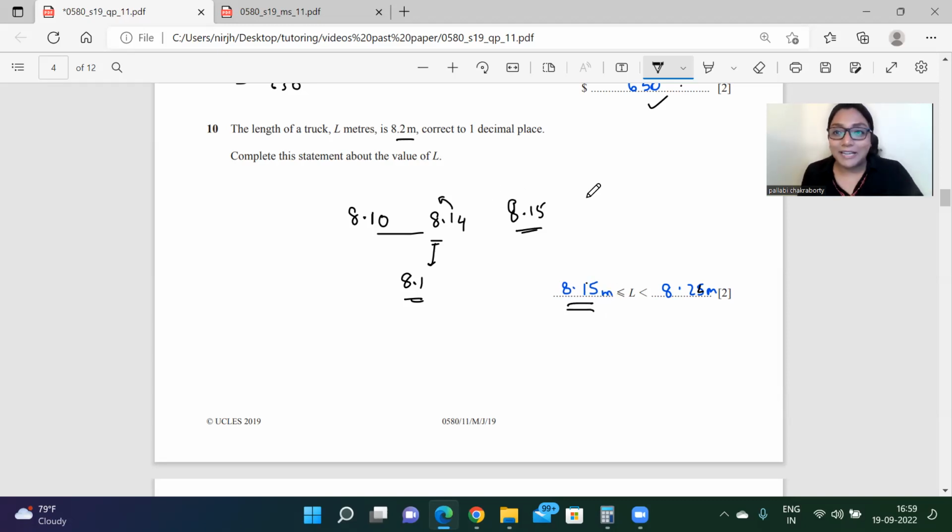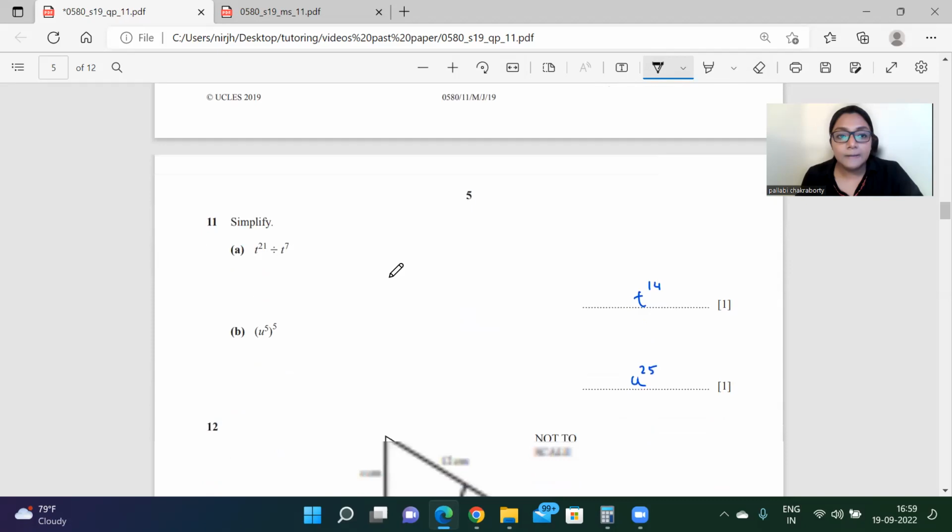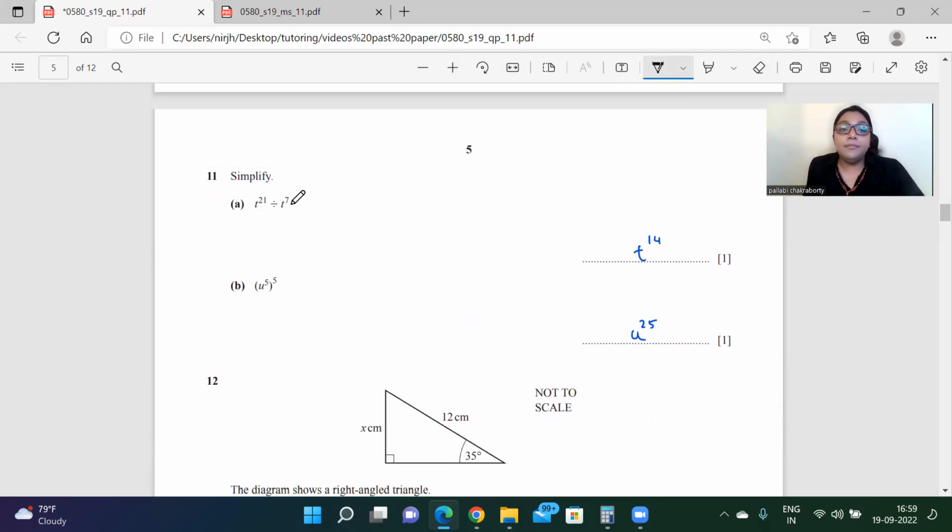Now how far do you have to go to make the value stay at 8.2? 8.21 will also give 8.2, 8.22 will also give 8.2, all the way till 8.24. So your answer should be 8.24 and not 8.25, because 8.25 will be rounded off to 8.3. So this will be your answer, 8.15 to 8.24 meters, of course, because the unit is given as meters. Moving on. Now we have indices over here.